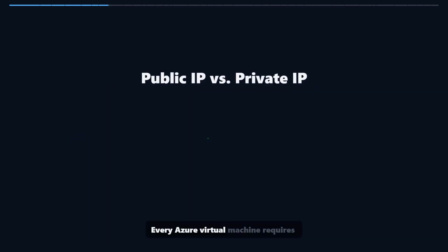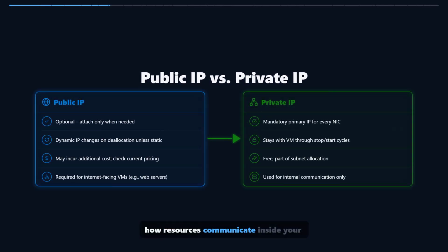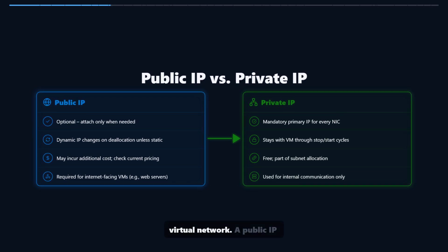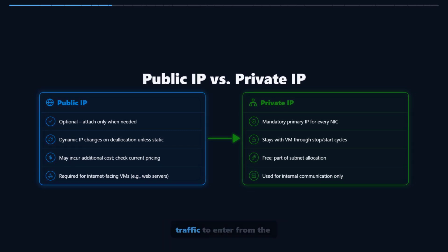Every Azure virtual machine requires a private IP address. That's how resources communicate inside your virtual network. A public IP address is different. It allows traffic to enter from the internet. Ask yourself one question.